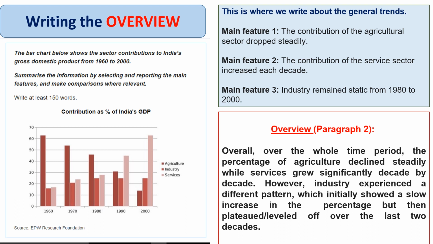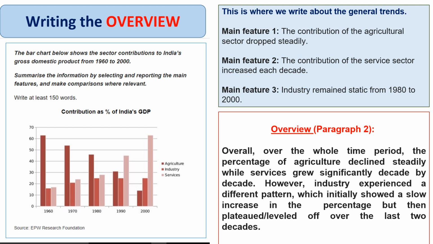The title is contribution. Then decide if it is dynamic or static. Then the units of measurement, then the years, and then the keywords, and then see the main features, overall trends. If you have this information, writing is very easy. Use the same sentence structure and the same vocabulary you have used for line graph.